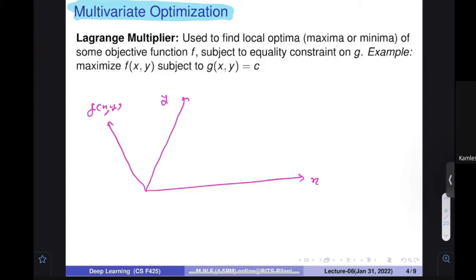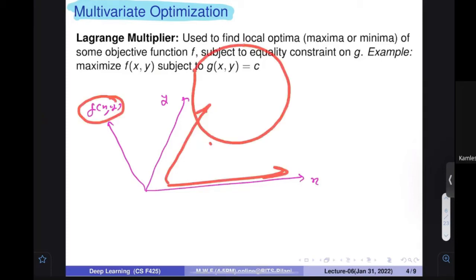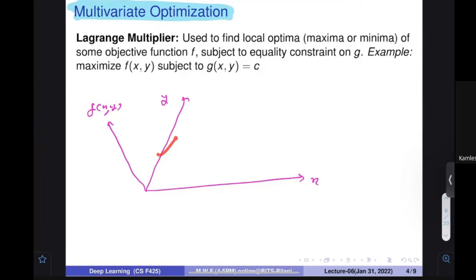I am telling that for all values of x and y, you find out the value of f(x,y), and you put those points over here. By this you would be getting some curve. Do you agree? Yes or no? You would be getting a kind of surface over here. Do you agree or not? Can anybody write yes? Yes, you would be getting a surface.